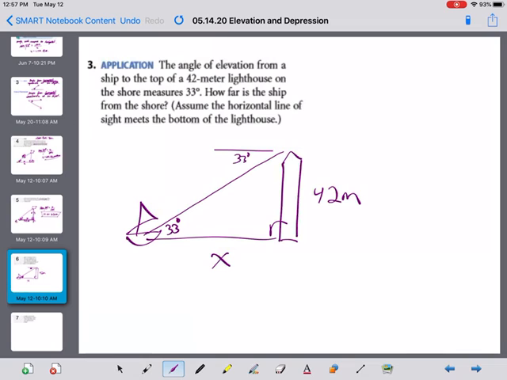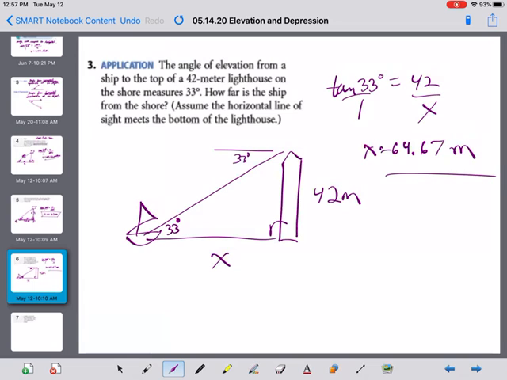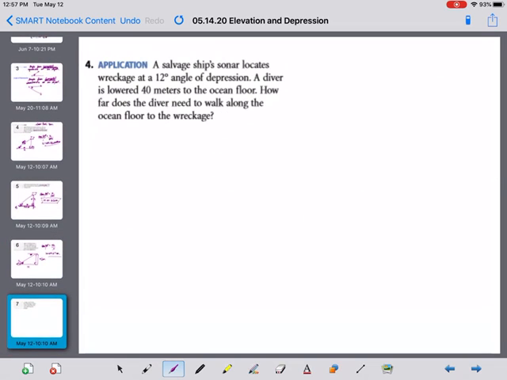All right, let's set it up. Pause. Try it. Okay, tan 33 equals 42 over x. Opposite leg over adjacent leg. Cross multiply. 64.67. I think the homework is going to have you round to the nearest tenth, so 1 decimal place. There you go. And the last one for today.